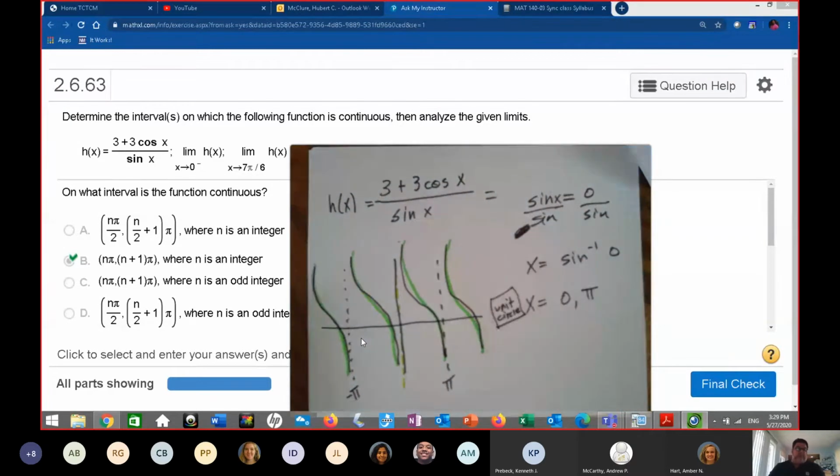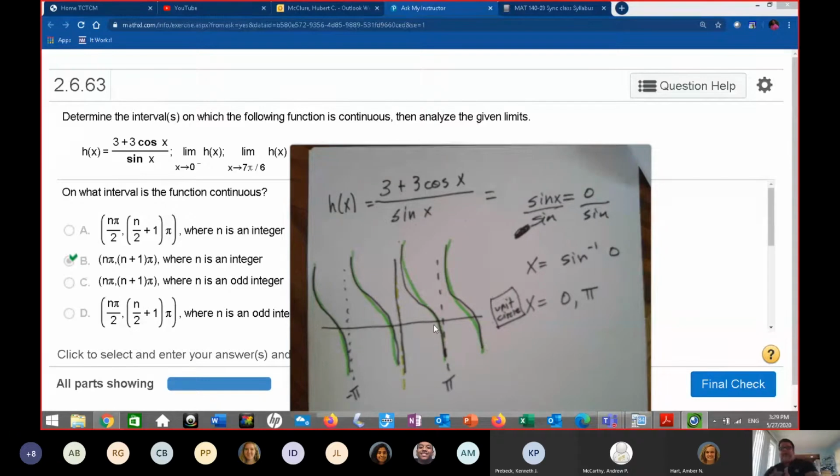And that's where n is an integer. Okay, n pi. And then n plus 1 pi. So 1 pi, which is here. And then this next one is 2 pi. The next one is what? 3 pi. The next one is 4 pi.